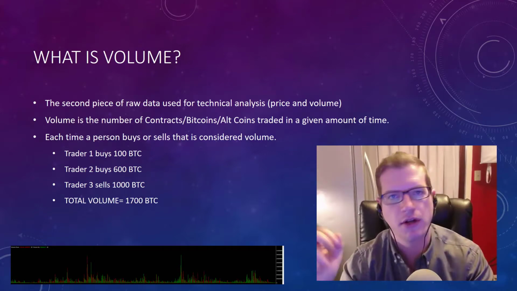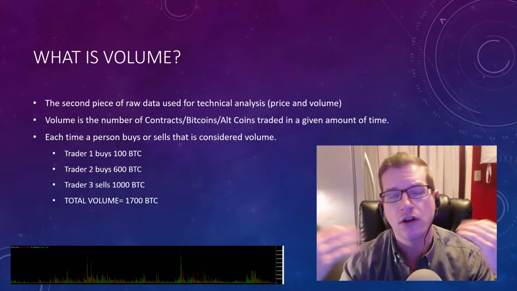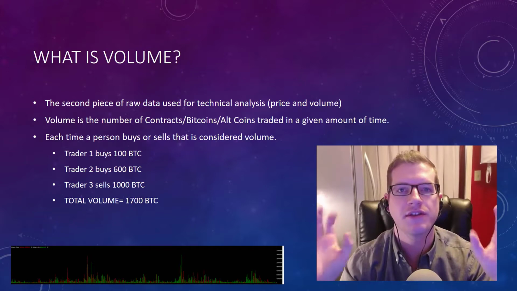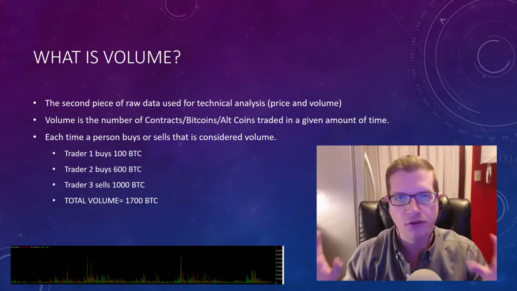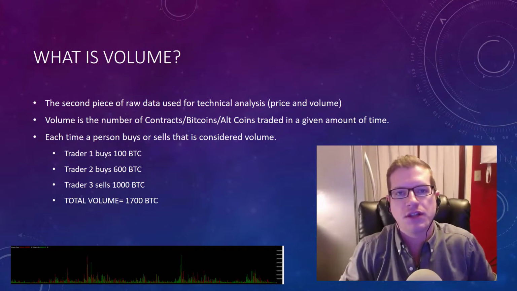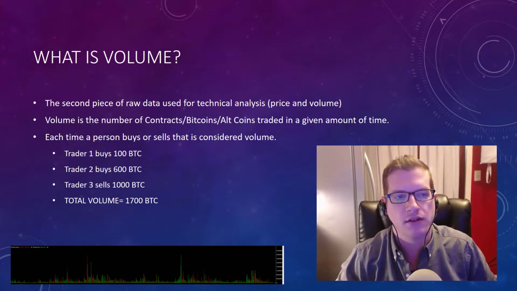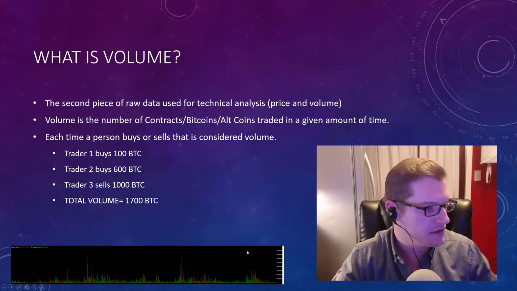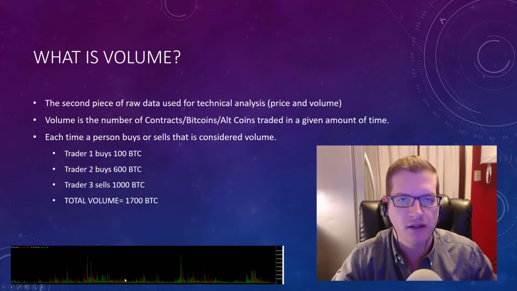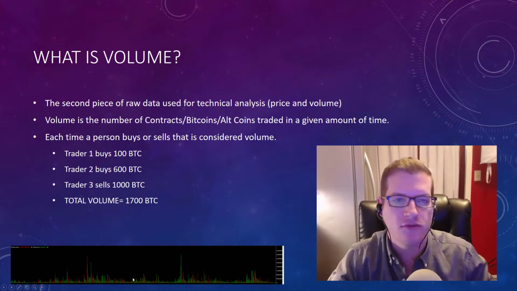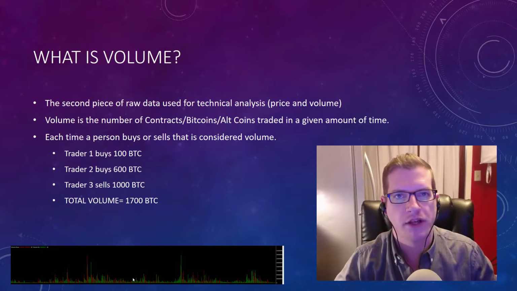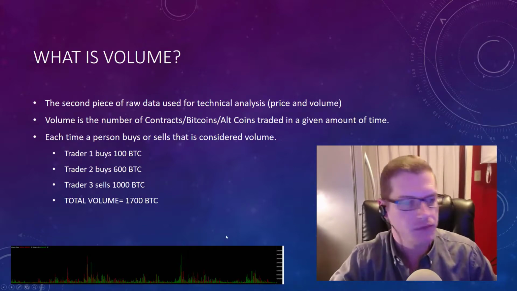For instance, trader 1 buys 100 bitcoins, trader 2 buys 600 bitcoins, and then trader 3 sells 1,000 bitcoins. Well, the total volume is going to be 1,700 because total volume is not dependent on buying or selling. Down here we can see what the volume chart looks like. This is just the basic total volume chart. We'll get into some different tools later in the tools section of the course. We'll cover on balance volume and stuff like that, but today this is what we need to know.